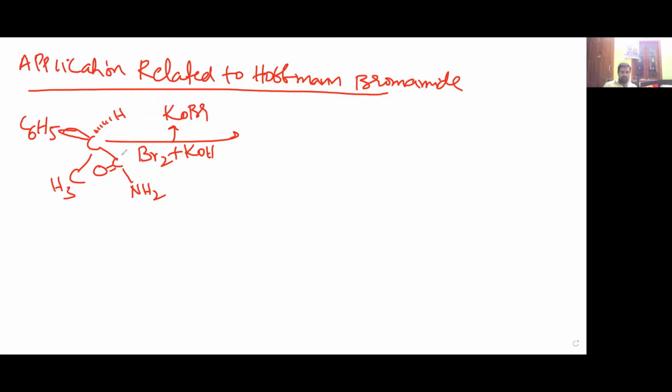What is the product? Just the C double bond O is missed. What is the product? C6H5 and this, and here hydrogen is there, then C, CH3, NH2. So this is the trick for Hoffmann bromamide. So what is the trick? Tell me. Just the C double bond O is missed. That's all.